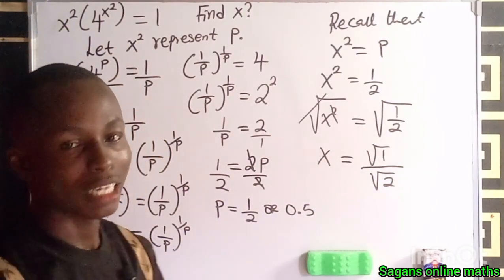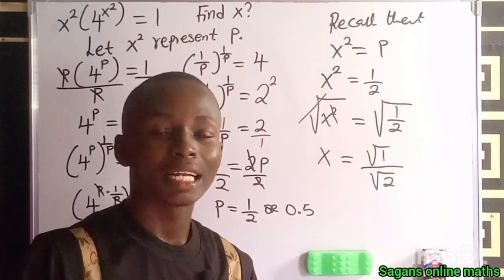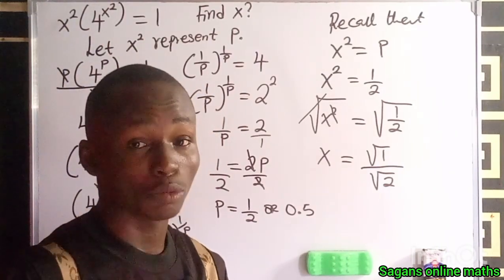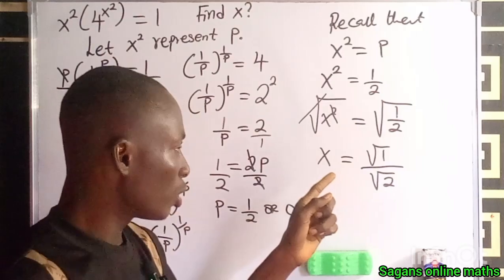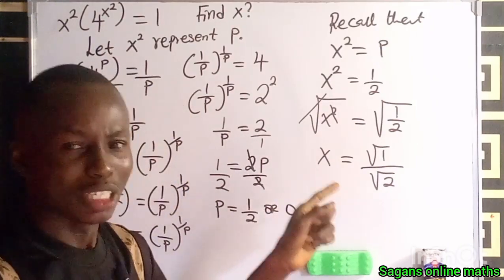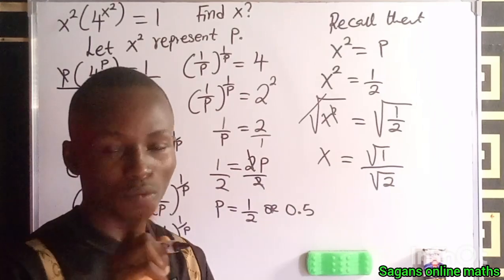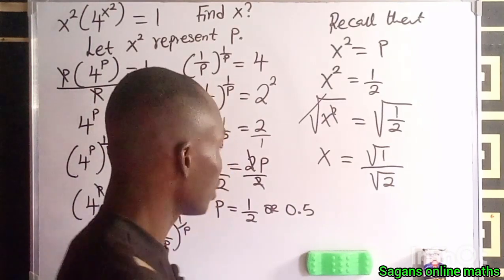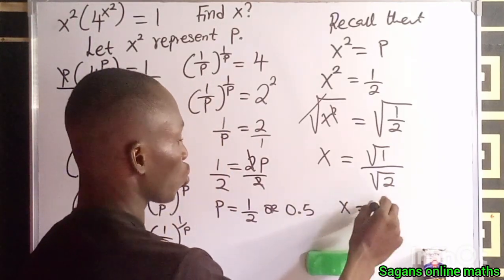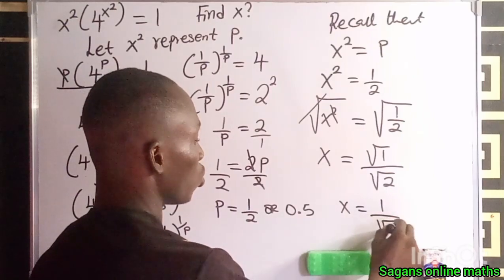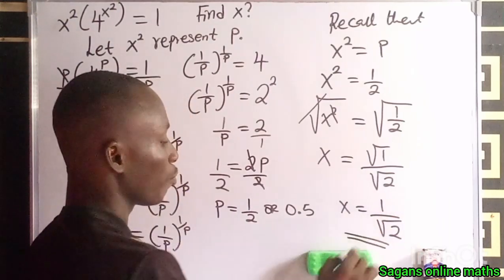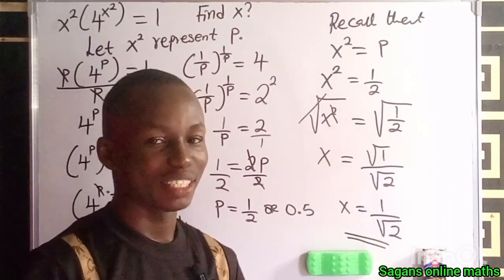An irrational number. And what are irrational numbers? Irrational numbers are those numbers that do not have an end. That means they continue counting without an end. But let's see. What about root 1? Is root 1 an irrational number? No. Remember that root 1 will give us 1. Okay? So the square root of 1 is still what? 1. So we see that our x is equal to what? 1 over what? Root 2. And this is the value of x that satisfies this equation.